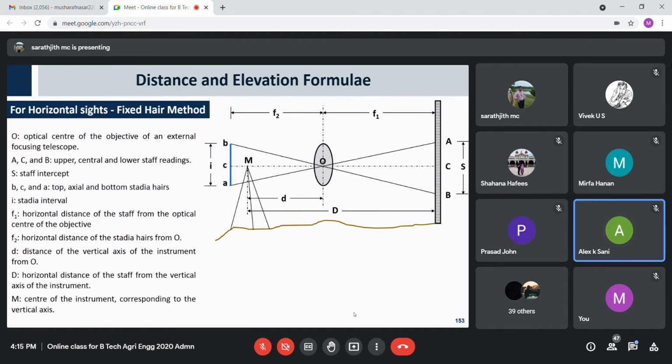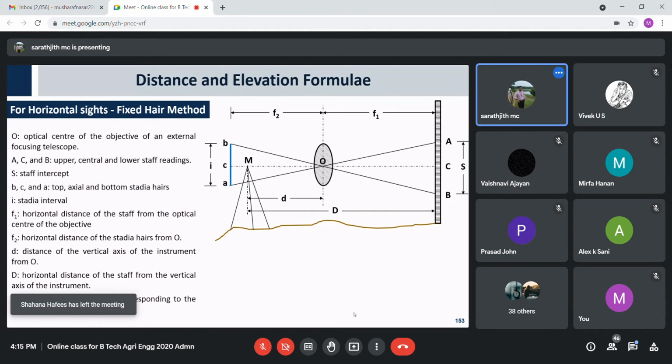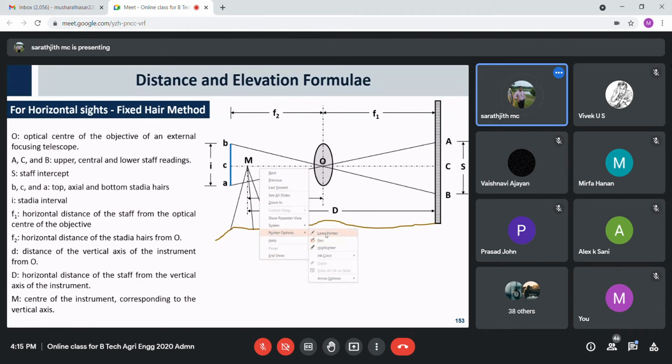Yesterday, what we have learned is how to compute the distance and elevation when our line of sight is horizontal. That will bisect the staff and be incident on it in a perpendicular direction. So that was the case which we discussed yesterday.